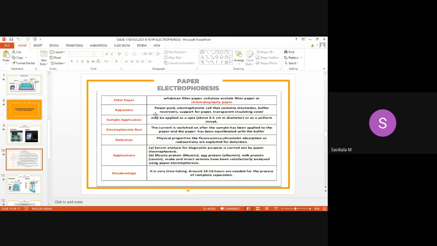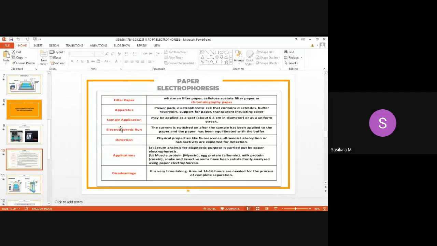So these are all the parts of paper electrophoresis. Next, coming to sample application: the sample may be applied as a spot with a measured volume. You can use a micropipette for a measured amount of sample to be kept over the paper. The spot is about 0.5 centimeter in diameter, or the sample is applied as a uniform streak over the paper. This is about sample application.